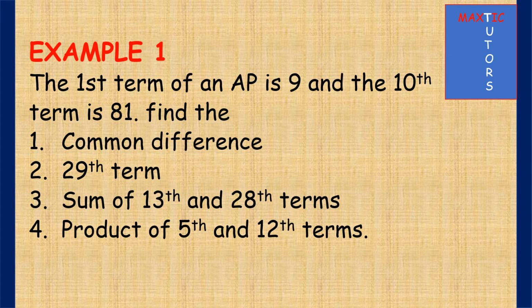Example, the first term of an AP is 9, so that means a equals 9. And the 10th term is 81. 10th term simply means T10. And T10 is equal to 81. So we're going to substitute in the formula for the nth term of an AP. We have to find the common difference, the 29th term, the sum of the 13th and 28th terms, then the product of the 5th and 12th terms.